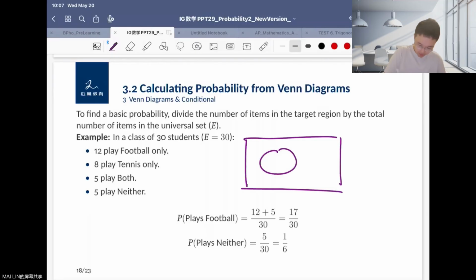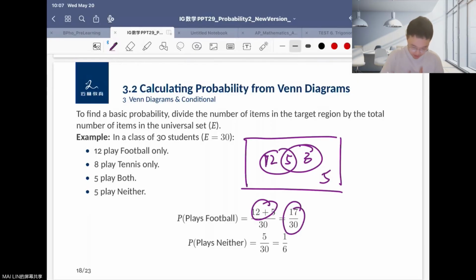Here is football and tennis, 12 and 8, and the intersection here is 5. So this part is 7, 12 minus 5 is 7, and here is 5 for neither. If you want to calculate the probability of playing football, that means 12 plus 5 over 30, so that is 17 over 30. For playing neither, you can use 5 over 30, which is 1/6.